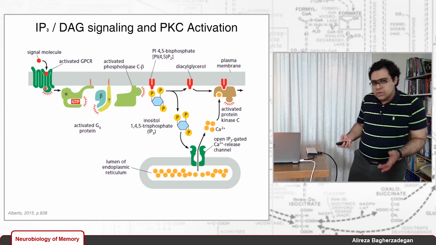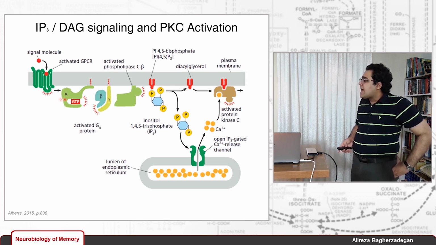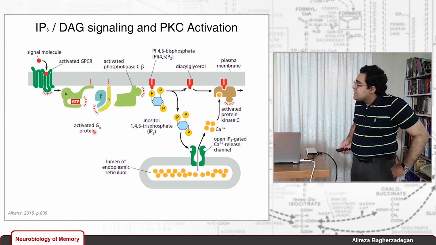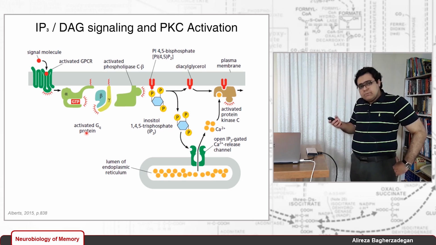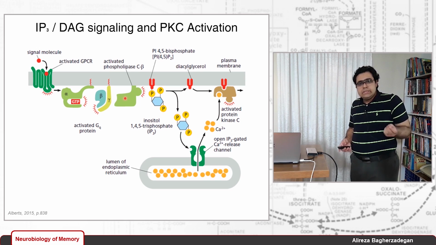We said that when a signal is received by a G protein coupled receptor, it gets activated, and it also activates a G protein. Okay, and now you can see that this is the Gq. Okay, the alpha subunit of Gq protein, or G protein Q. This alpha subunit has GTP bound, so this is activated. This alpha subunit is going to activate phospholipase C beta. Okay, this enzyme is an effector.